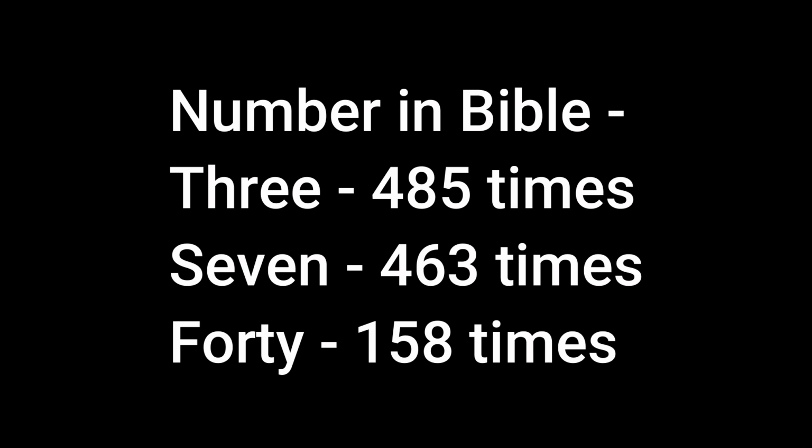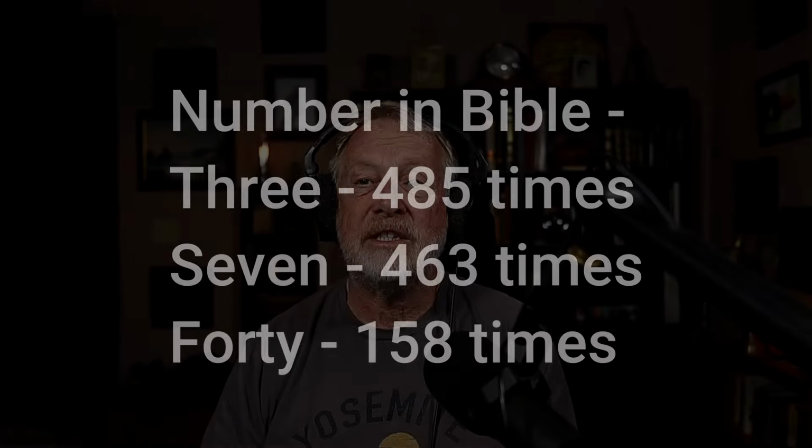The 3 appears 485 times, 7 appears 463 times, and 40 appears 158 times in the Bible. That's a lot of repeats of the same numbers. To me, it just seemed like there was a pattern of numbers going on that seemed very weird. So there was that in the background, and I think a lot of people can see something like that. And that's exactly what this ends up being. There's a grid numbering pattern in the background that will emerge.